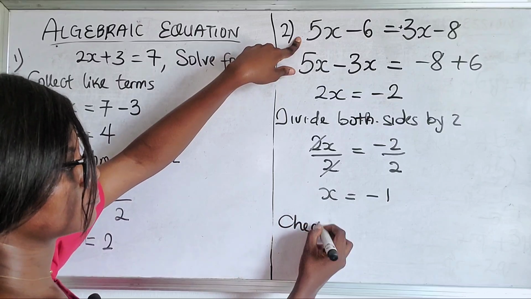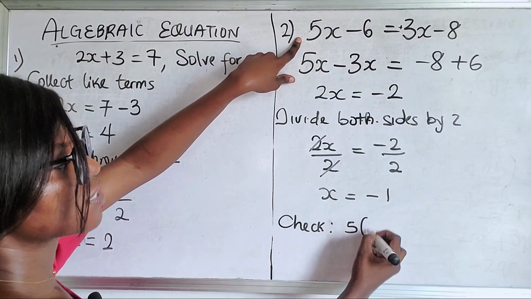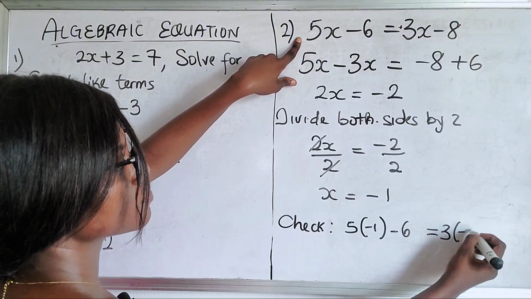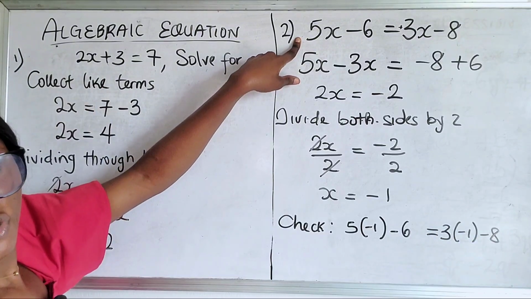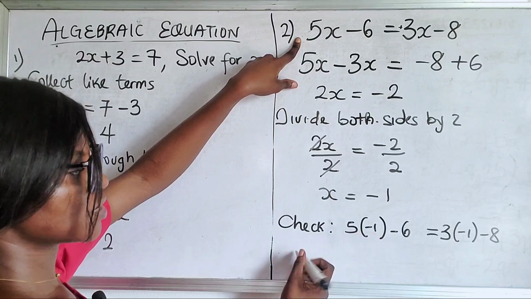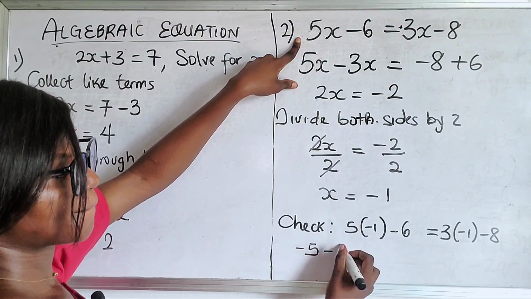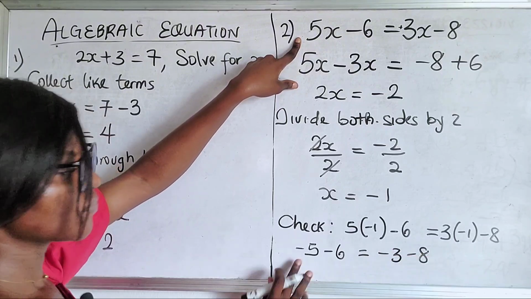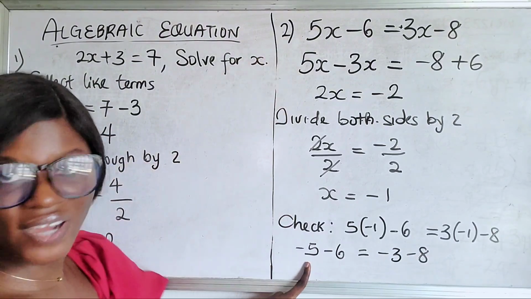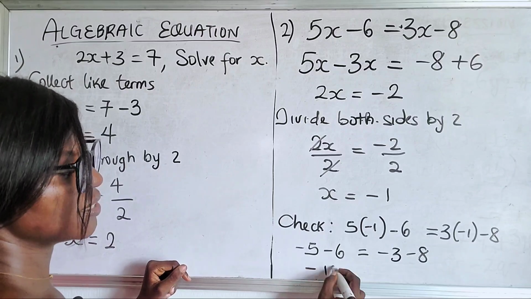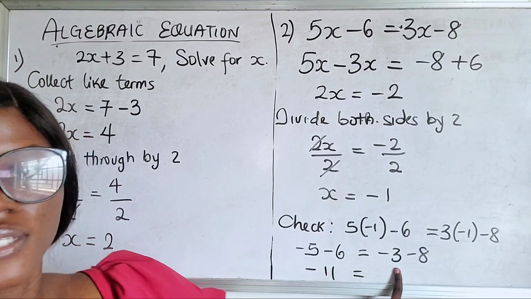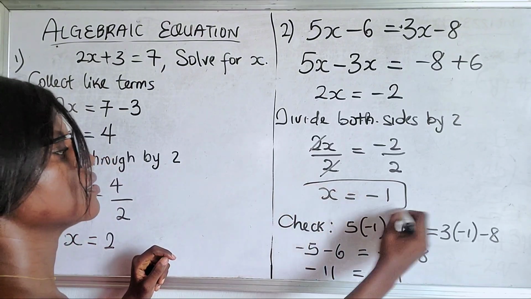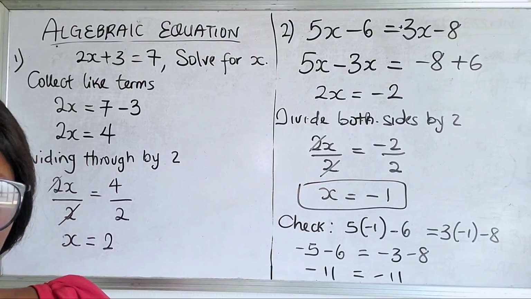Let's check. So 5 times minus 1 minus 6. They say it's equal to 3 times minus 1 minus 8. Let's check if this is true. So 5 times minus 1 is minus 5 minus 6. 3 times minus 1 is minus 3 minus 8. So minus 5 minus 6, you're owing 5, you're owing 6, means you're owing 11, right? You're owing 3, you're owing 8, means you're owing 11. So in this case, our value for x is correct, okay?